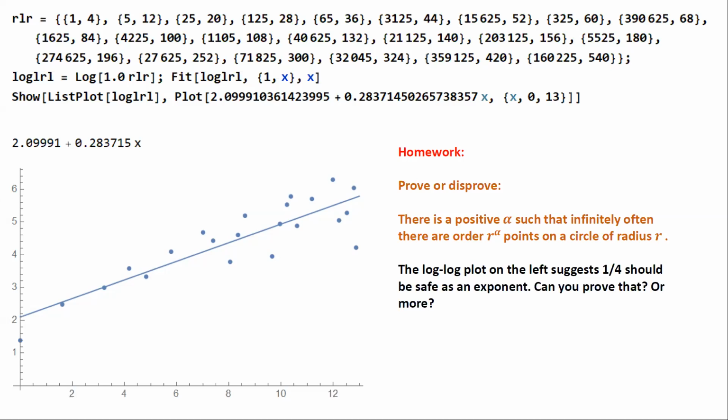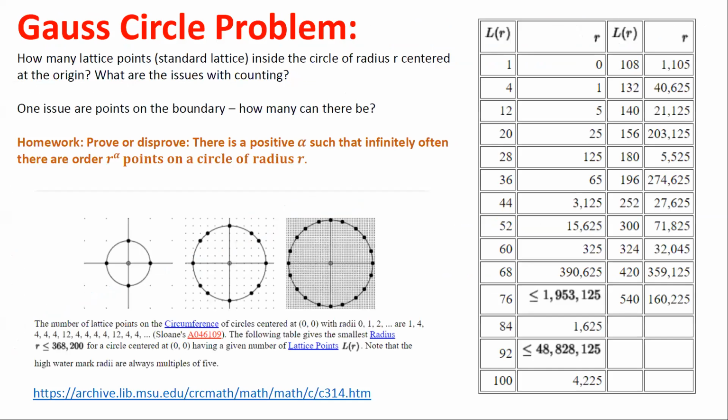So if you look at this, this seems to be a pretty nice linear relationship that it looks like maybe an exponent of 0.28. So maybe it should be safe to try to prove at least a quarter. So for homework, prove or disprove that there is an alpha such that infinitely often there are order r to the alpha points on a circle of radius r. The data could be misleading. Maybe there is a completely different approach than doing this. Or maybe the data is suggestive, that maybe it's highlighting a phenomenon. There was something that we saw over here that was valuable.